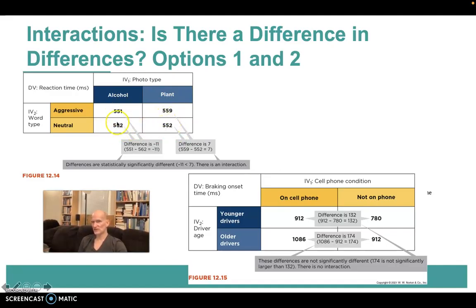When you see the cells in a table like this, that's how you look for an interaction. Is the difference between these two cells different than the difference between these two cells? Or, if that makes more sense, is the difference between these two cells different than the difference between these two cells?